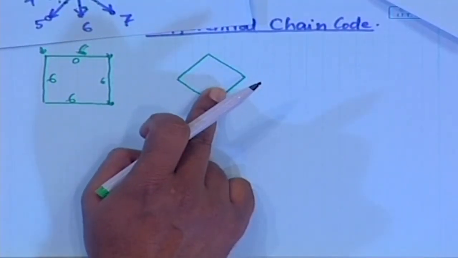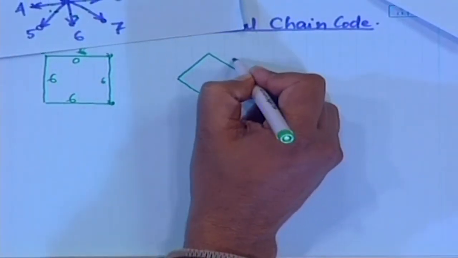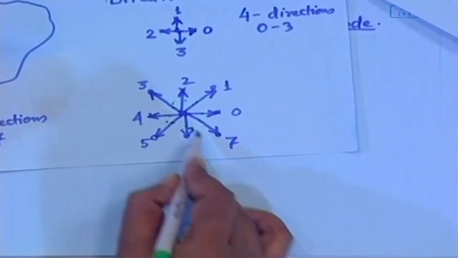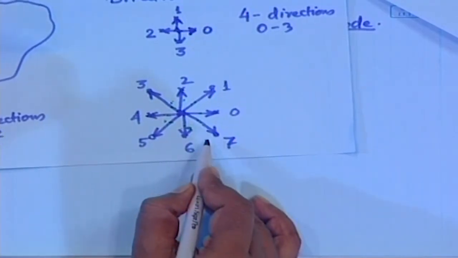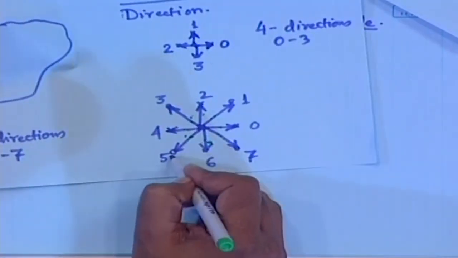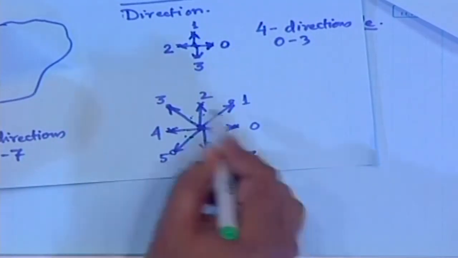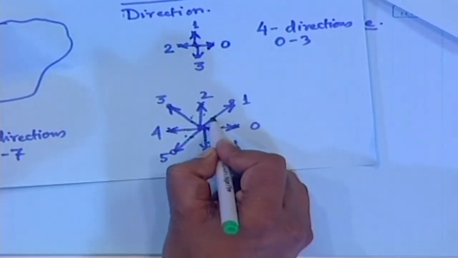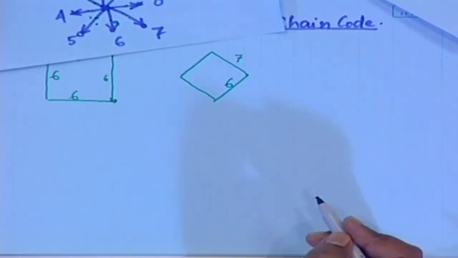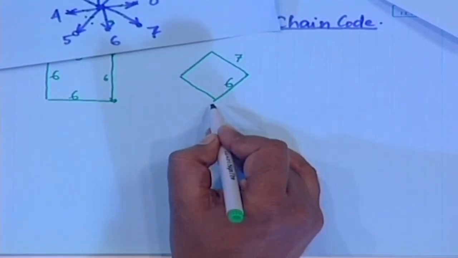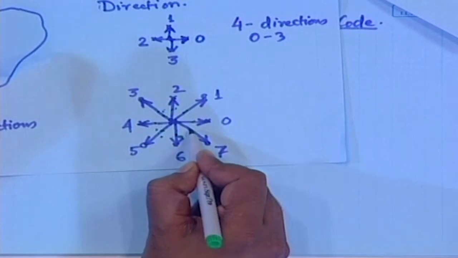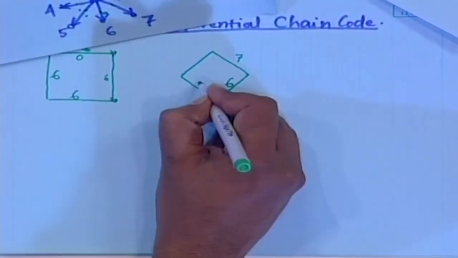What happens in this particular case? Here my initial direction was 7, but I don't code it. The direction of movement was 7, same as this. What is the next direction? Next direction is 5. So from 7 to 5, how many rotations do I have to perform? 1, 2, 3, 4, 5, 6. So I have to perform 6 rotations. Now this was 5 and this is 3. From 5 to 3, how many rotations? 1, 2, 3, 4, 5, 6 again. So this also becomes 6.